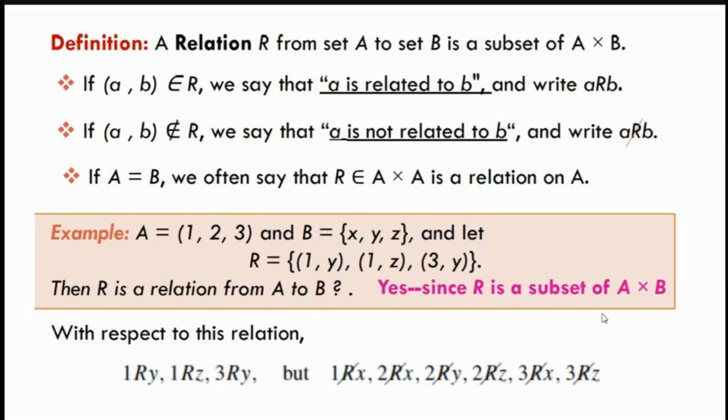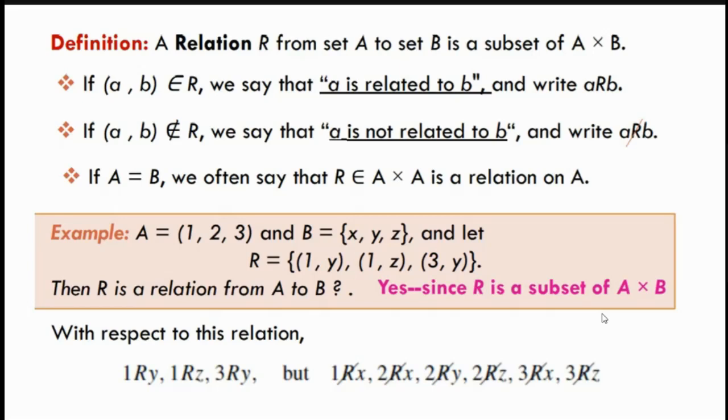And when can you say that A is equal to B? If A is equal to B, we often say that capital R, the relation which belongs to A cross A, is a relation on capital A. That means the pairs of elements in the set A and set B are the same. Okay, now let us look at the example.